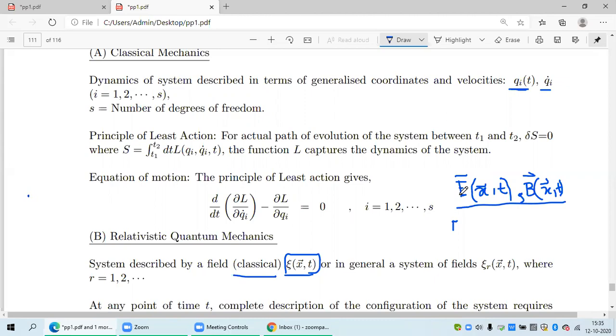For that, how many numbers do you need? 4 numbers. Okay, why 4? If we know the potential, we can find the entire E vector. So you are saying this phi and A. Okay, so let's talk in terms of phi and A.